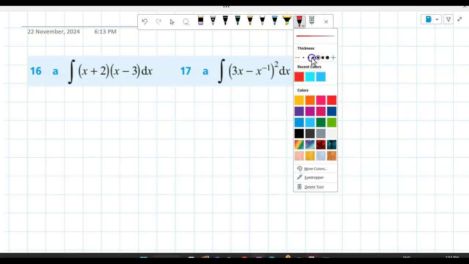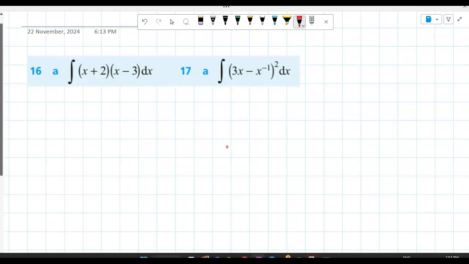So can we try this? Yes, please try 16a. That's very important: there's no product rule, so you'll expand it. So x squared minus x minus 6 dx. The integral is x cube over 3 minus x squared over 2 minus 6x plus c. Can you also use a calculator and do this? No.